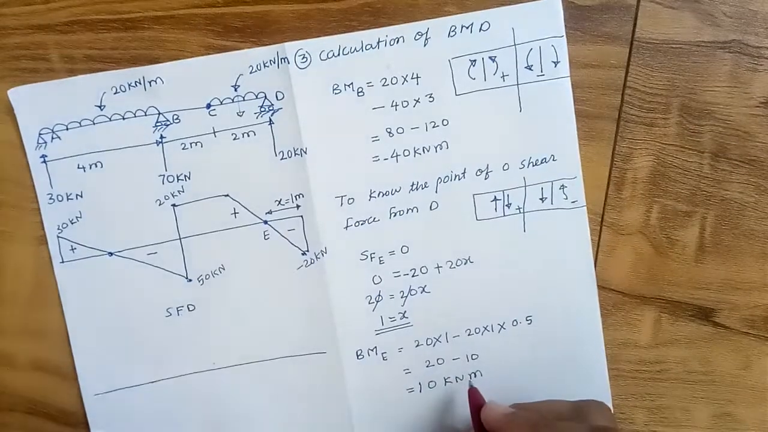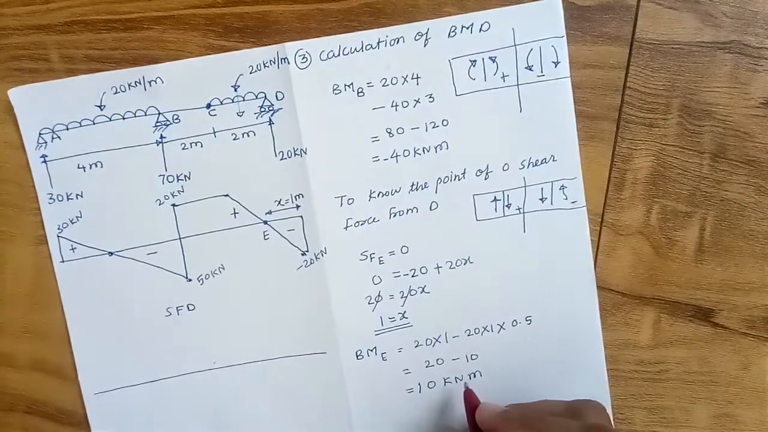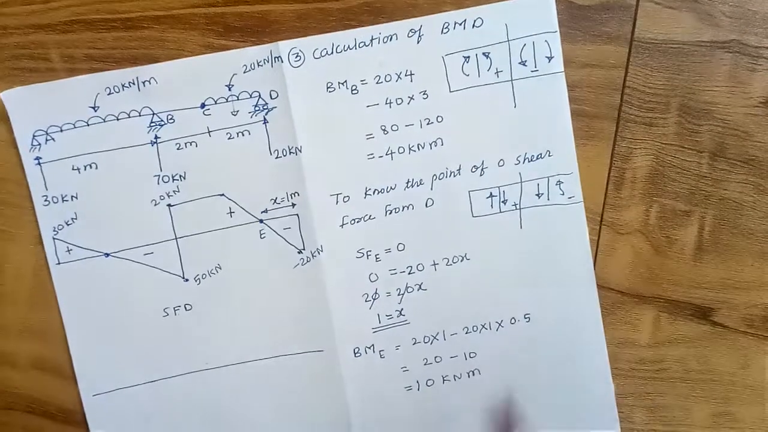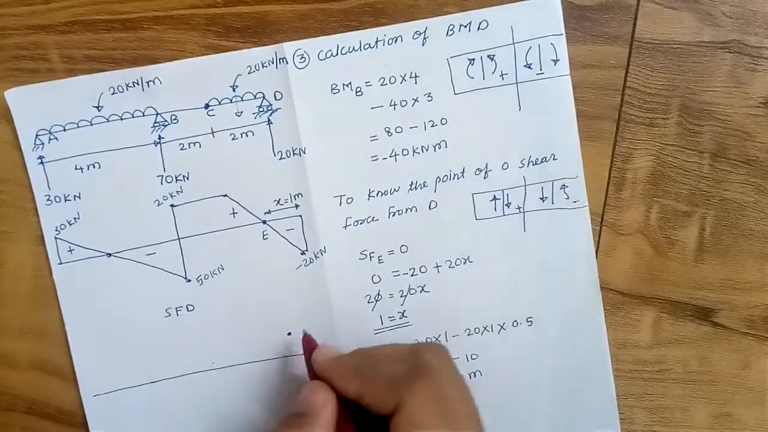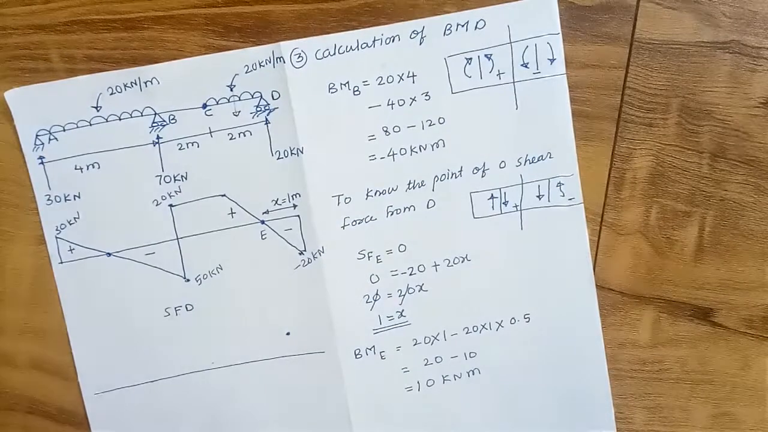So this will be the bending moment at this point. So at point E there will be the bending moment of 10 kilonewton meter. So we know this.